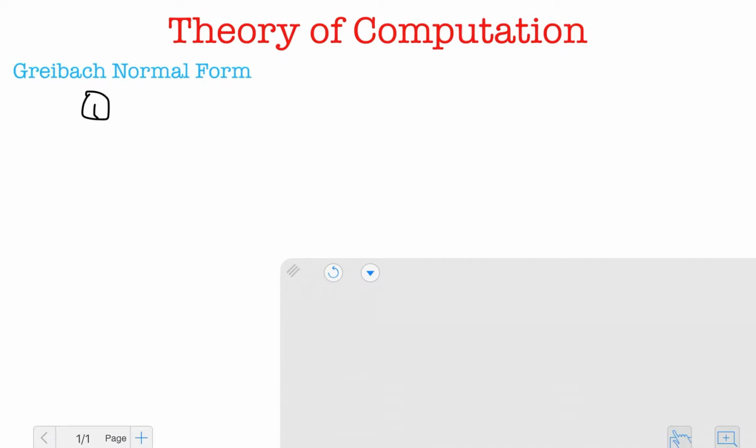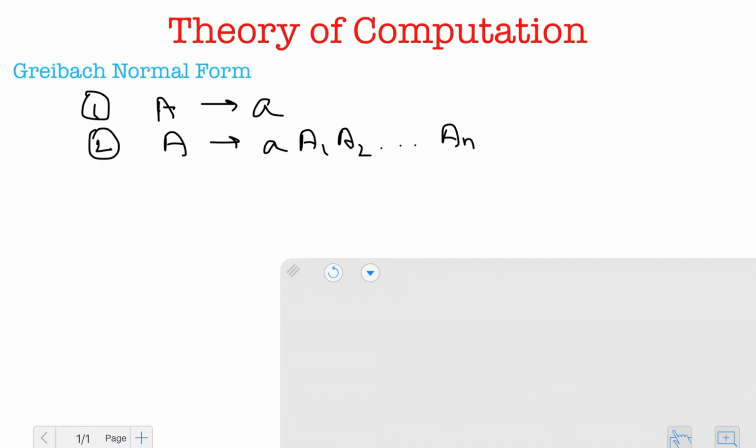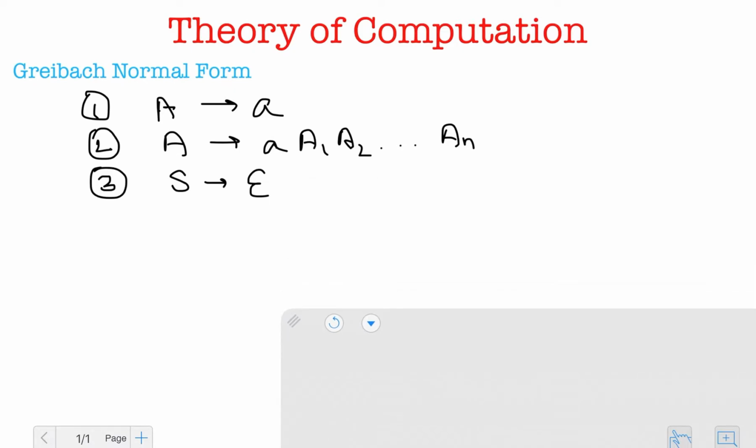The first one is a non-terminal generating a terminal that's valid for a production rule in GNF. Remember that all production rules need to follow one of these 3 points that I'm going to list here. The second one is a non-terminal generating a terminal followed by any number of non-terminals. So that's the second rule which is valid. And the third rule is that the start symbol can generate epsilon. That's the third rule. So once again, this is very similar to the Chomsky normal form.